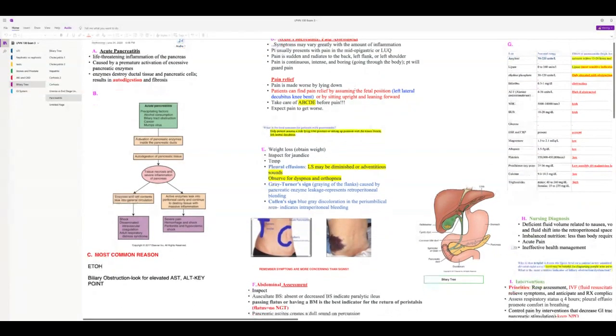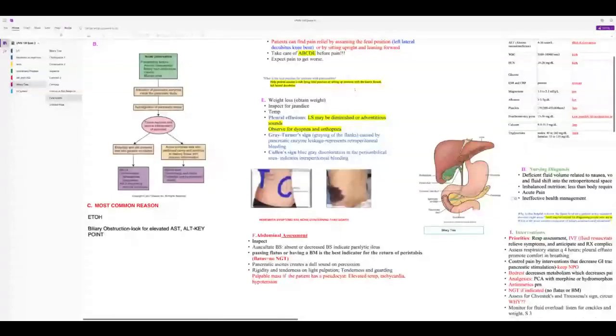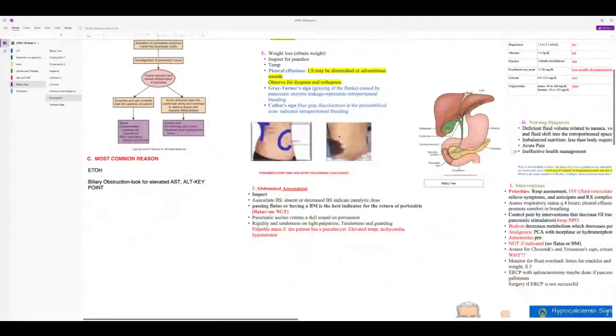Okay, this is important, the Gray-Turner sign and the Cullen sign. Gray-Turner sign is here, this is on the flanks. Cullen sign is around the umbilicus. And if they have these signs, what that indicates is intraperitoneal or retroperitoneal bleeding. And that happens because the pancreas is auto-digesting itself, and it can cause like a hemorrhage. So if they have this sign, that could mean that they're bleeding.